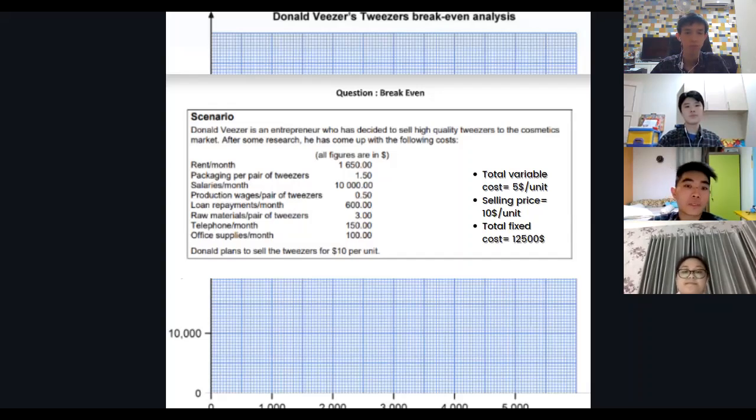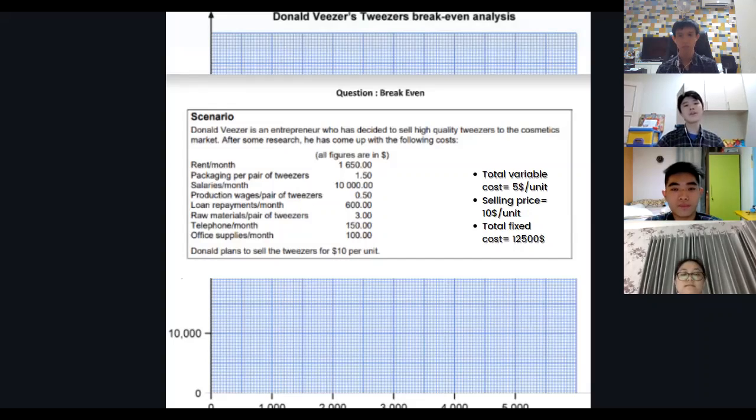So as we can see from the case study, the fixed cost of the business includes rent per month, salaries per month, loan repayments per month, telephone, and finally office supplies per month. As for the variable costs, it includes the packaging per pair of tweezers, production wages per pair of tweezers, and raw materials per pair of tweezers.